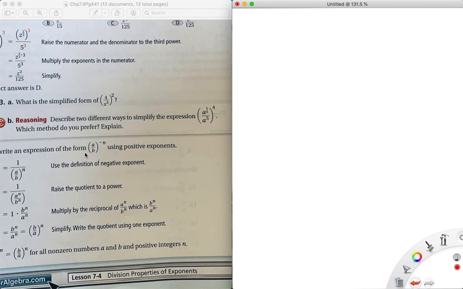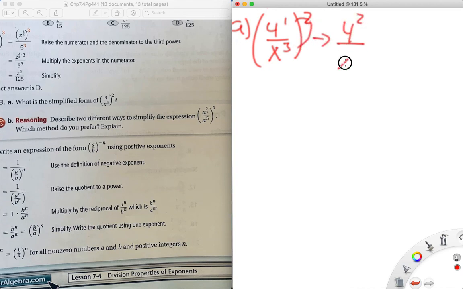Okay, so for a, got it, 3a. We have 4 and x to the third. Again, if you want to put a 1 here, you can. Raised to the 2nd power. 2 times 1 is 2. 2 times 3 is 6. 4 times 4 is 16. So it's going to be 16x to the 6.